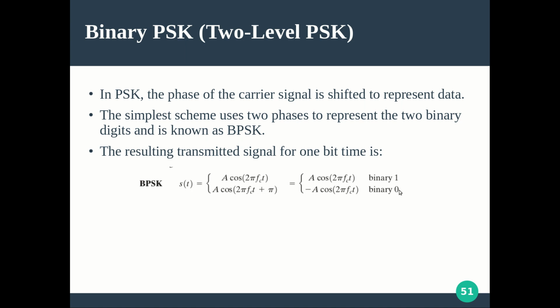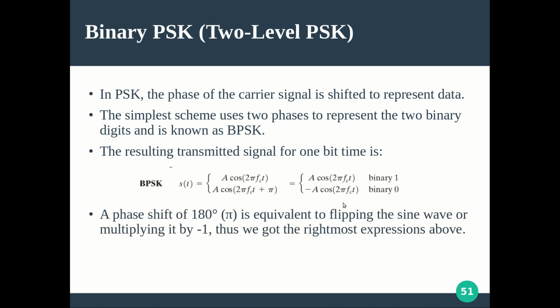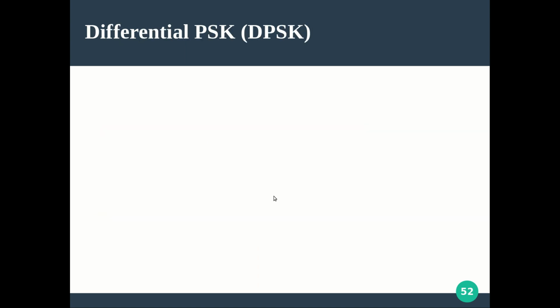Again, this is a convention that is followed in the textbook, but in reality you just want one combination for representing one binary information and another combination for another binary information. That could be anything. But what is followed at the sender side should be agreed with the receiver. Then only can proper demodulation be done for the modulated signal. So a phase shift of 180 degrees, that is pi, is equivalent to flipping the sine wave or multiplying it by -1. Thus we got the rightmost expression above. That is from the trigonometric property.